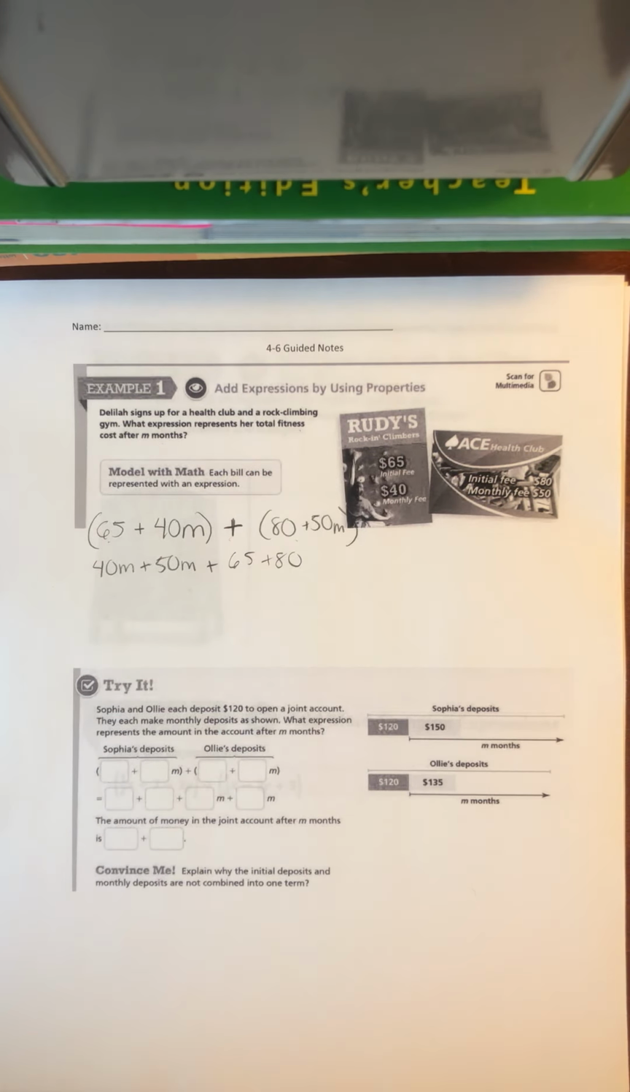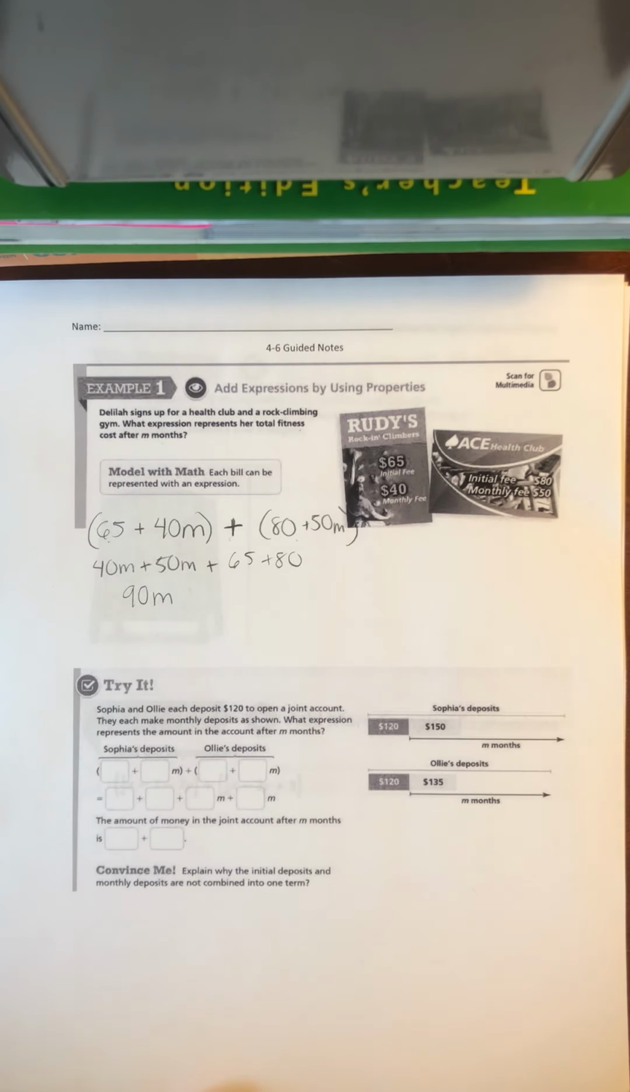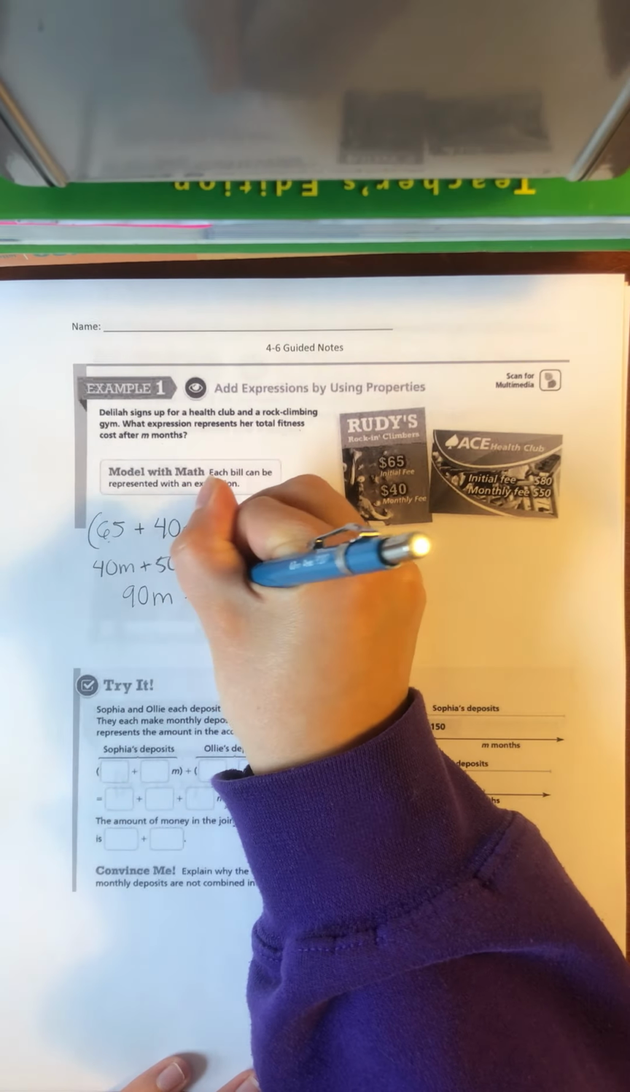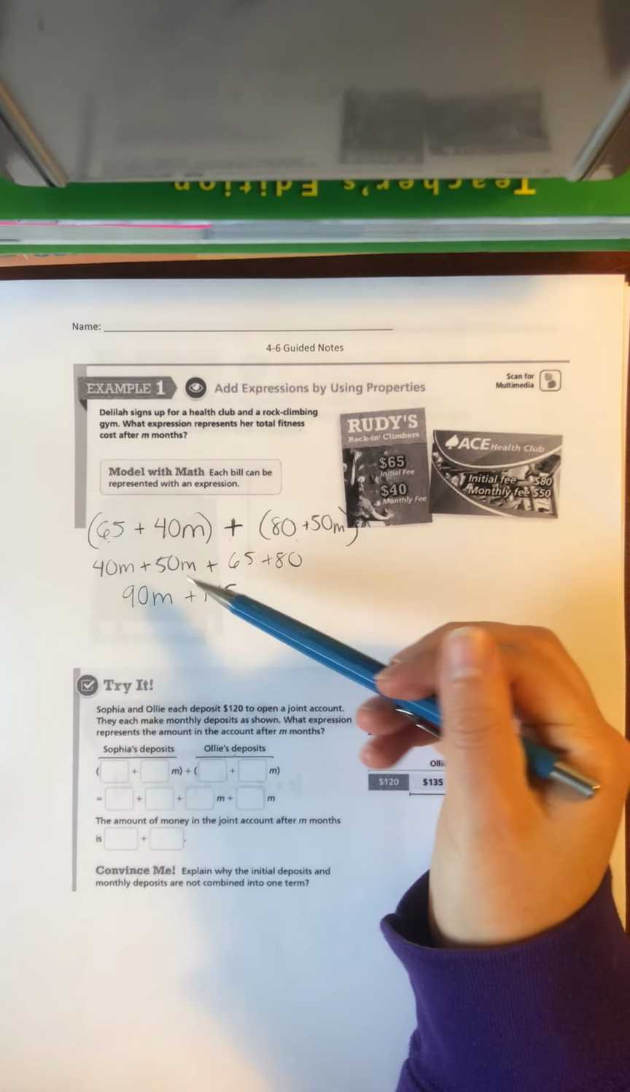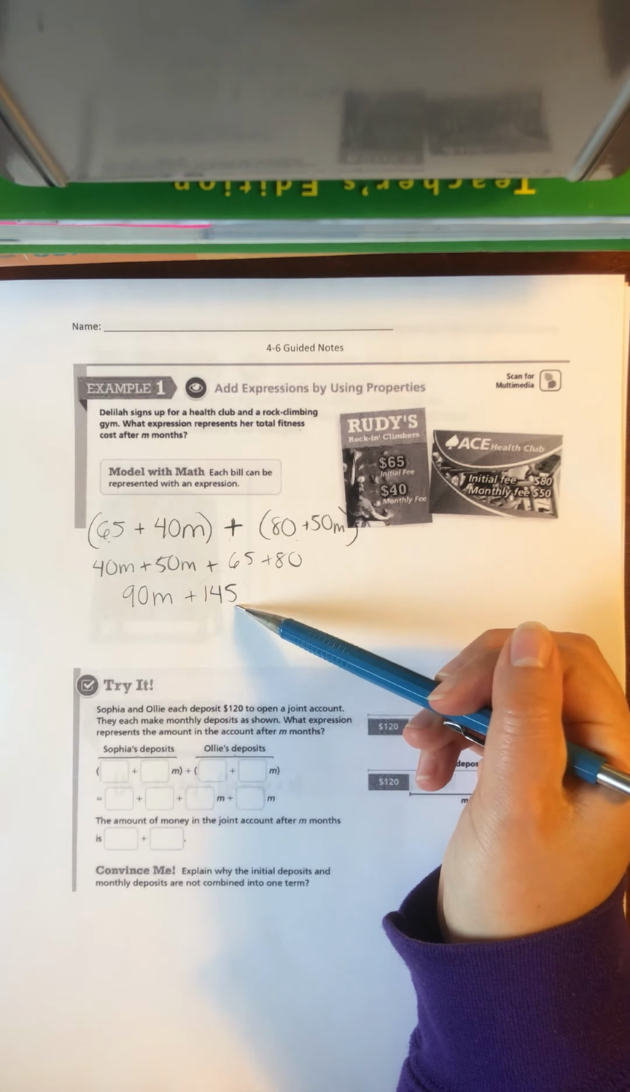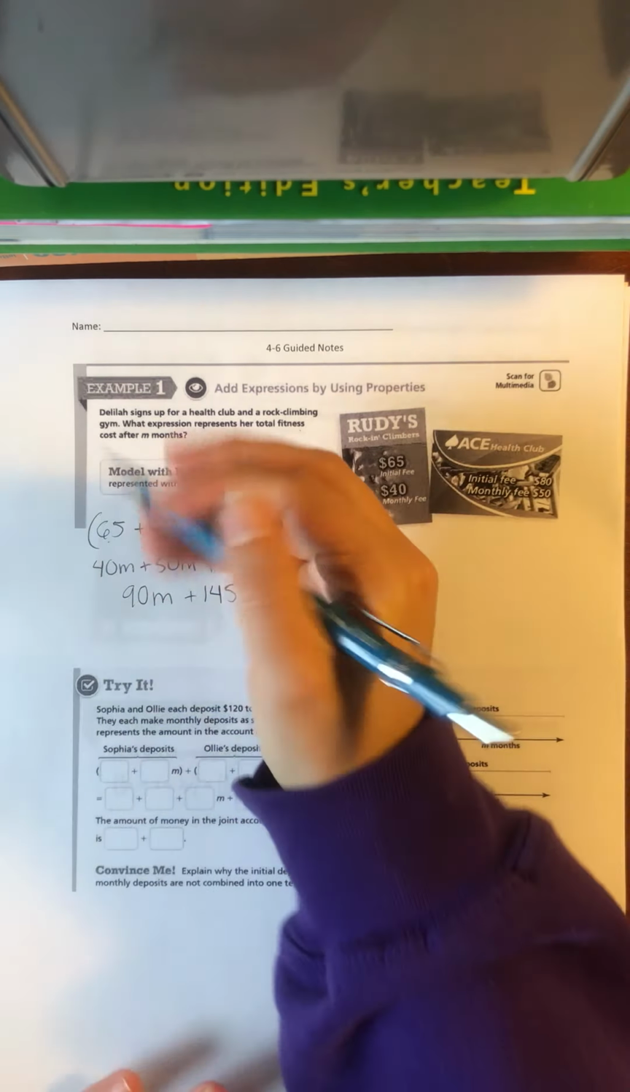So 40M plus 50M is 90M. And 65 plus 80 is 145. So it's $145 plus $90 per month is what the total cost would be.